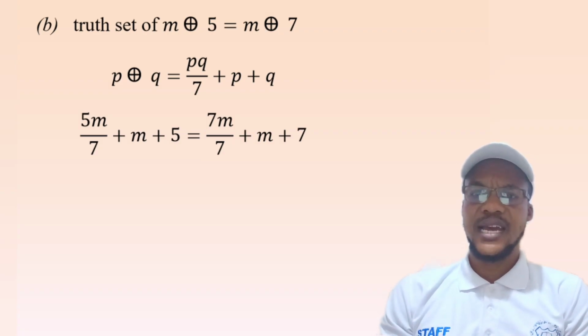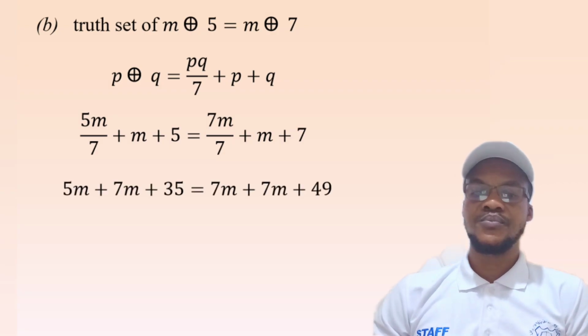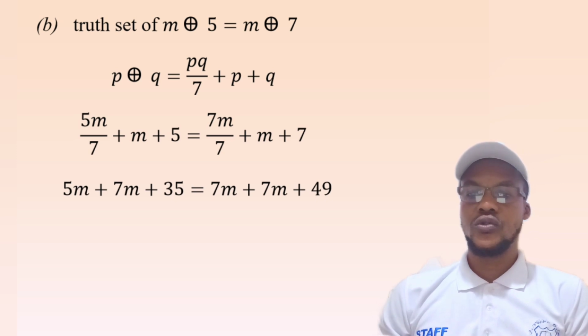Now if you have it like this, all that you do is you find the LCM and then multiply through. In this case, what is our LCM? We know that our LCM is 7. So if we multiply through, then we are going to have 5M plus 7M plus 35 is equal to 7M plus 7M plus 49.